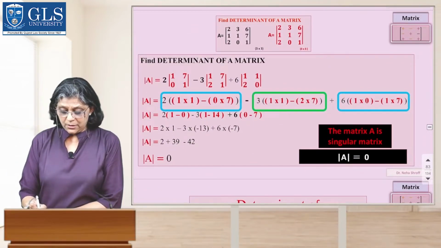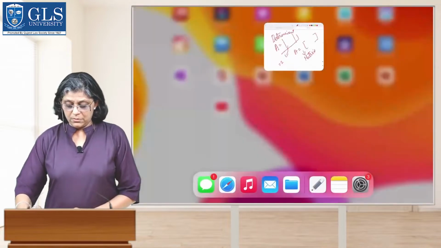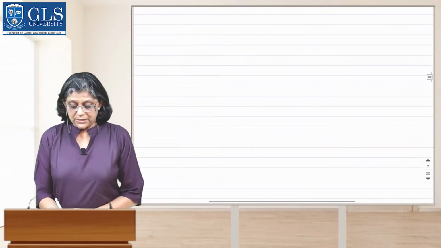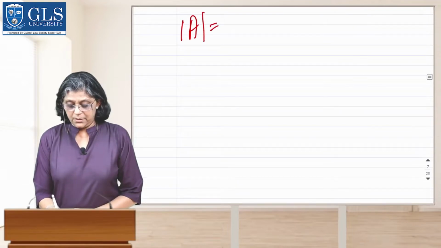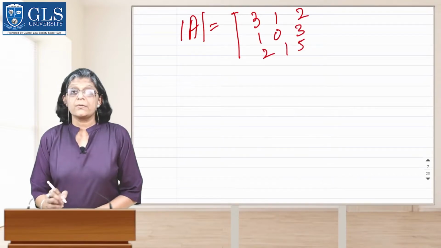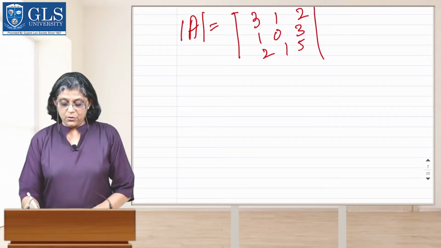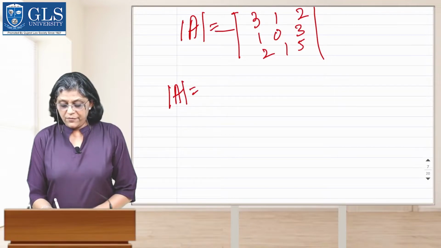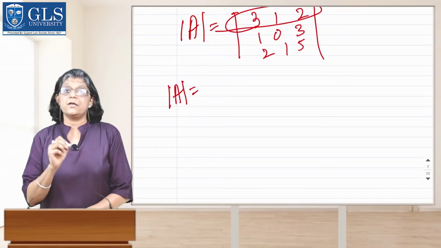Just pay attention. Let me write down, suppose this is a matrix A. I want to find out the determinant. Determinant is equal to 3, 1, 2, 1, 0, 5, 3, 2, 1, 5. Clear? Now what I will notice here is, to find out the determinant, we will first consider the first row only.